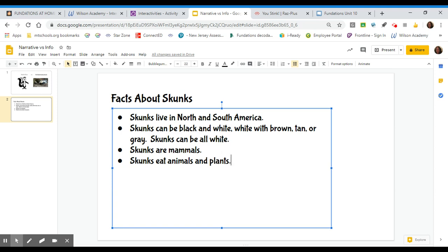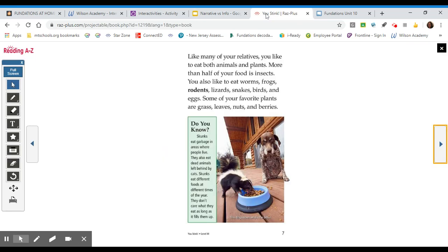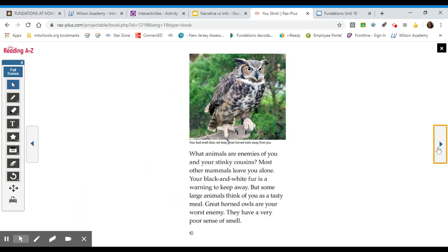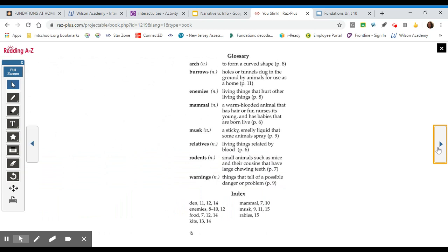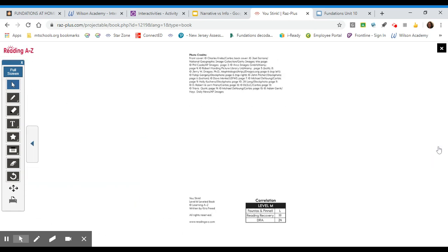And if you get a chance, go ahead and check out our story. There's still many other pages that you can read. And what's great is that if you're doing it on Reading A to Z, it can even read it to you.